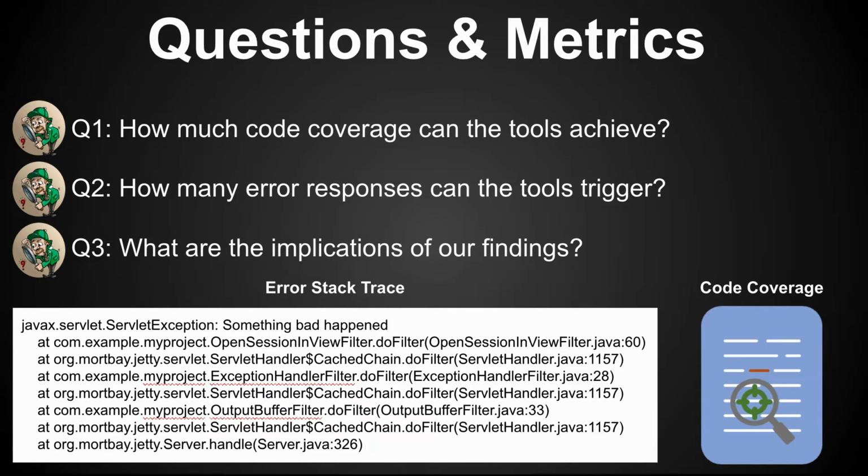From the collected services and testing tools, we had 3 research questions. First, how much code coverage can the tools achieve? Second, how many error responses can the tool trigger? Third, what are the implications of our findings? To answer those questions, we used line, branch, and method achieved code coverage. Also, the number of failures is measured as 500 status codes with error stack traces to exclude the overlapped errors.